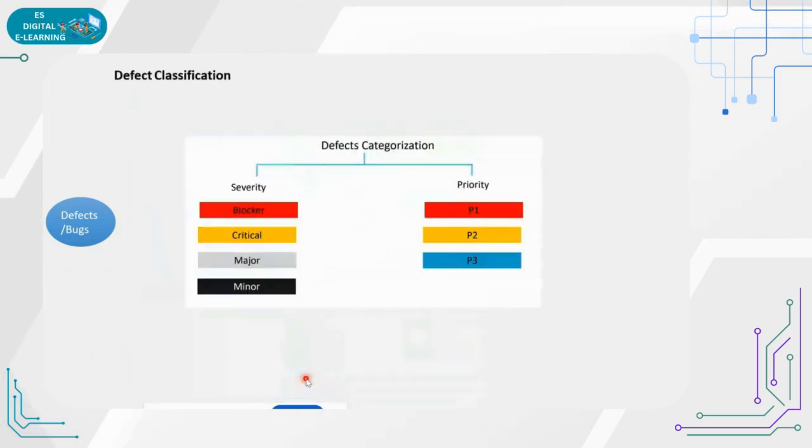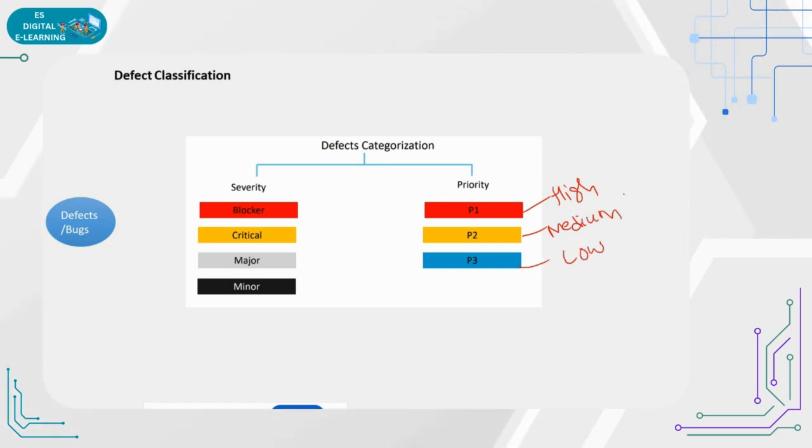Now, the defect severity and priority. Why is this defect categorized? It has the severity: we have blocker, high, major and minor. These are very important points. And priority: we have high, P1 is the high, medium, and P3 is low. This is the priority. Here it is critical, major, minor, blocker. Here priority is higher priority, medium and low.